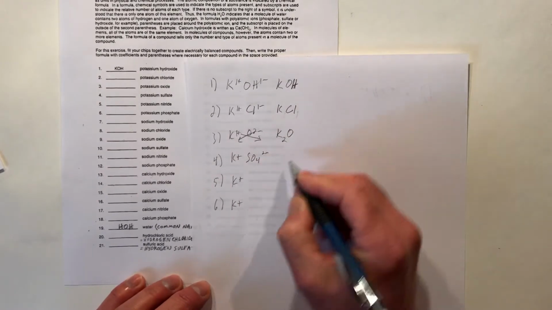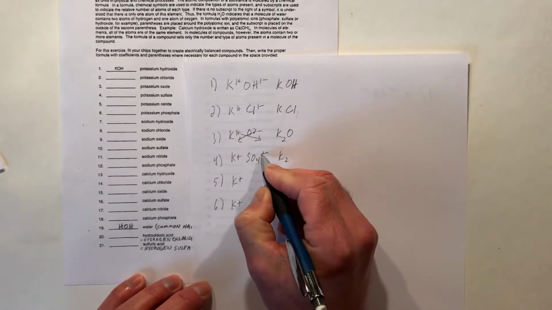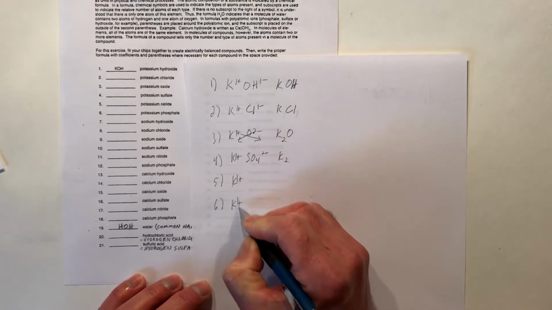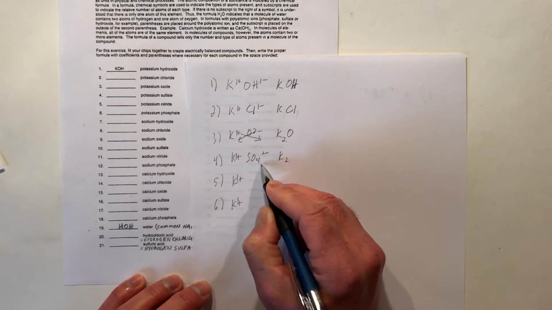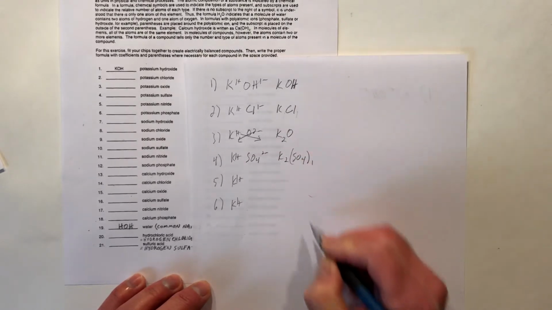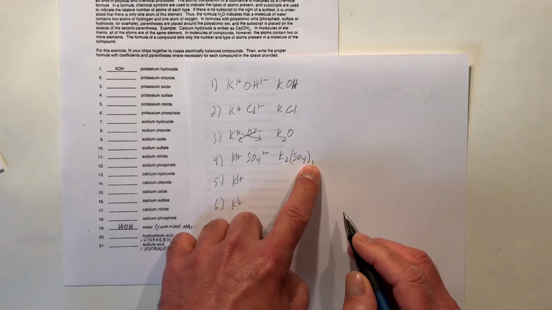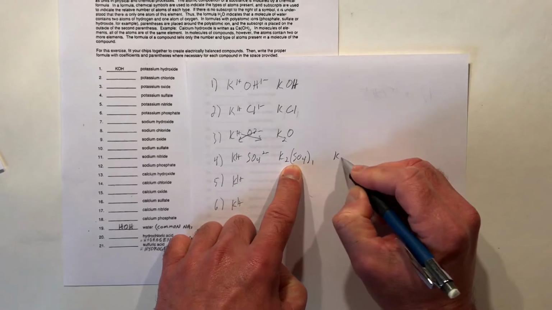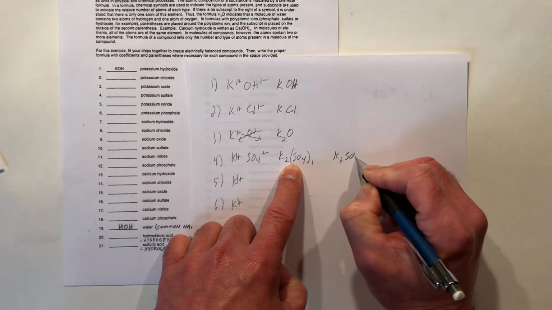So when we crisscross that, we get K2, right? This 2 goes down here. SO4, these are all 1 pluses, so that 1 goes there. And we could say it's SO4 taken once, but we really don't need to write the 1. So if we don't need the 1, we don't need the parentheses. So typically you'll see this written as K2SO4.